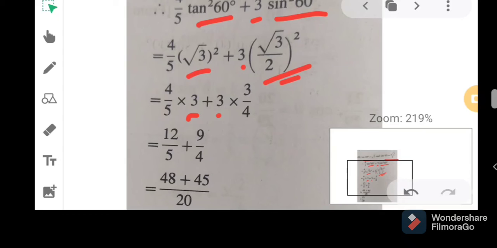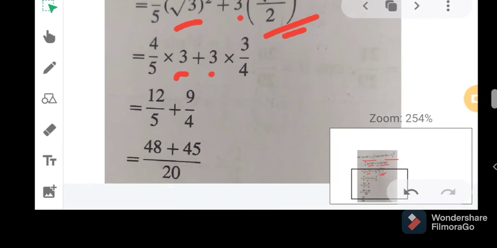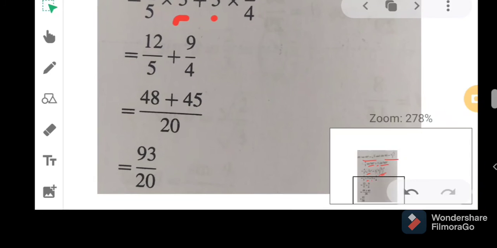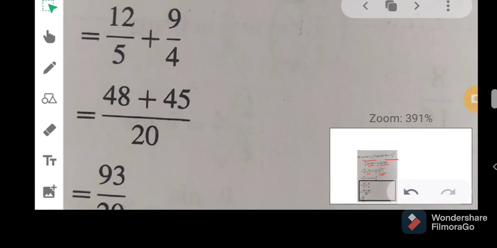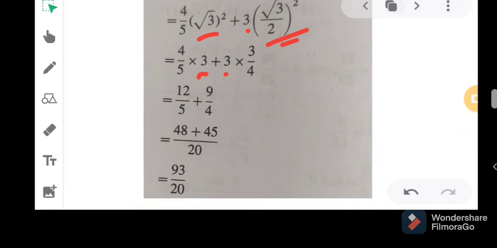4 12s are 48 and 9 5s are 45, divided by 5 4s are 20. So 48 plus 45 divided by 20 becomes 93 divided by 20, and this is nothing but the value of our given expression: 4 by 5 tan square 60 plus 3 sin square 60 equals 93 upon 20.